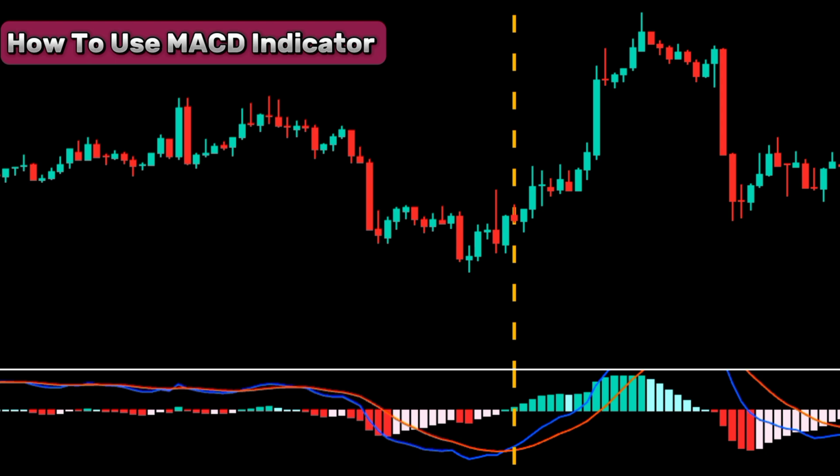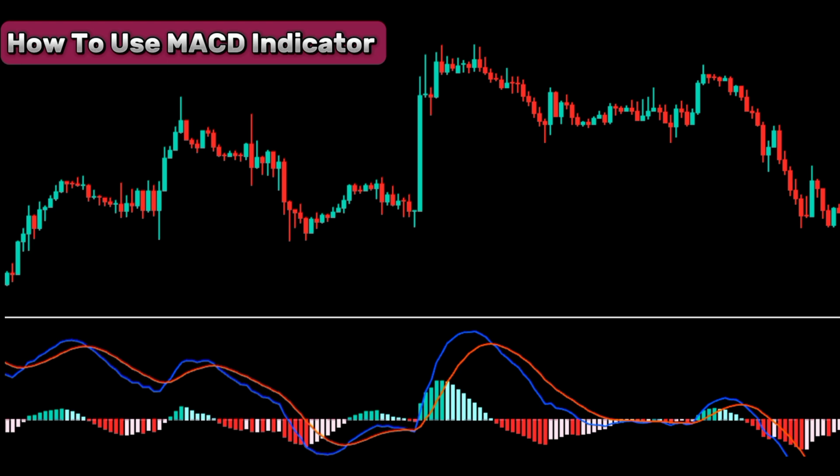Now you may ask, Trading Chief, but there are two moving average lines on the MACD indicator, which are the signal line and the MACD line. Why then do you use the MACD indicator instead of just adding moving average lines to the chart? Now, here is the difference.